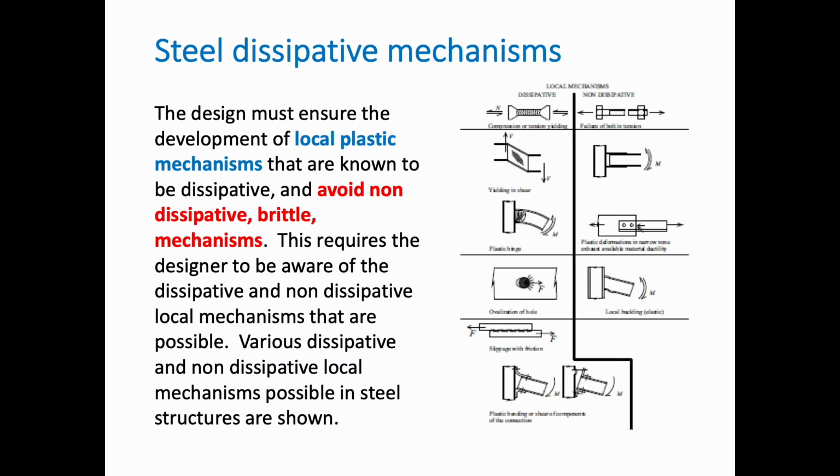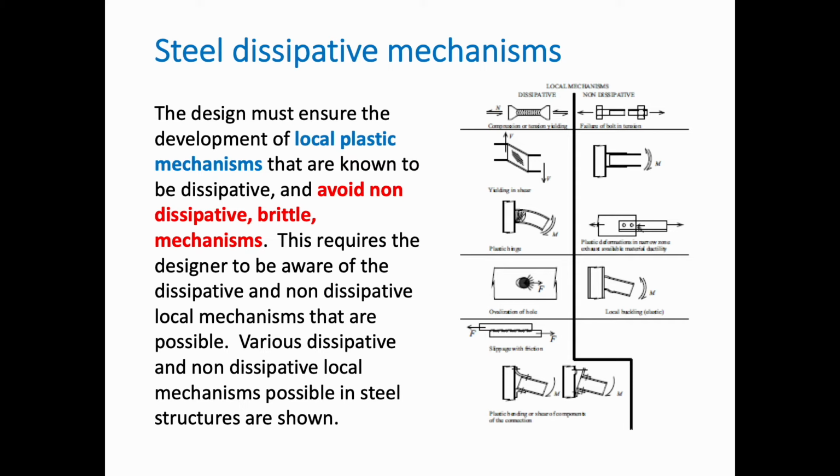Here we see a quick synopsis of the steel dissipative mechanisms. We, as designers, are trying to find all these components that can dissipate energy, and we need to know which ones cannot. On this picture, I'm sorry that it doesn't look very clear, you can see the local mechanisms, the dissipative on the left and non-dissipative on the right.